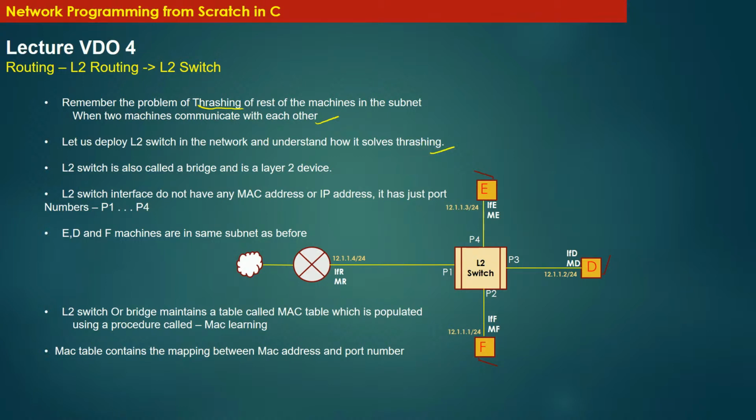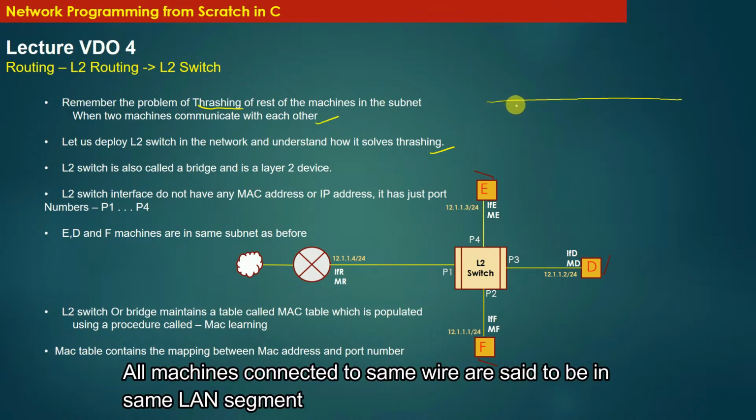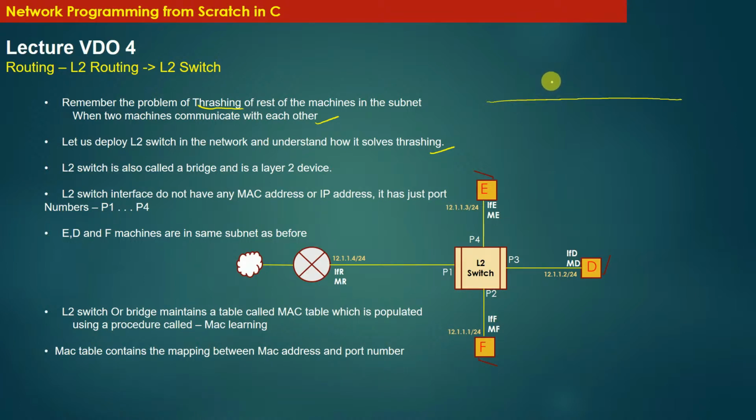So what is actually thrashing? I am revising once again. For example, you have a wire, which is also a LAN segment, and in this LAN segment or subnet you have machine A, machine B and machine C. So let us say machine A, machine B and machine C are connected to the same wire, that is, the same local area network. Now let us say machine A wants to communicate with machine B.